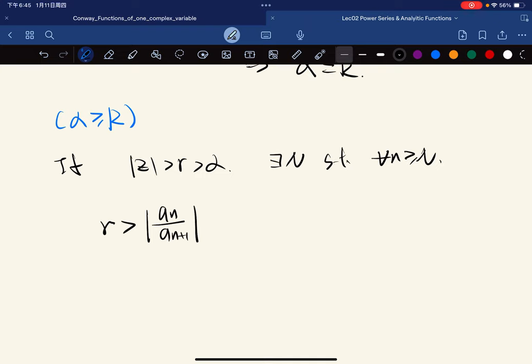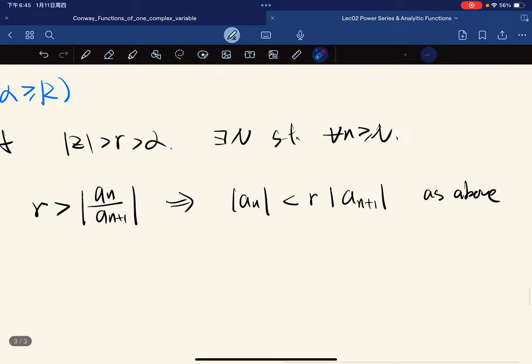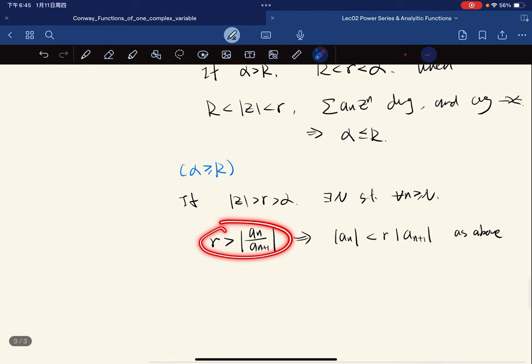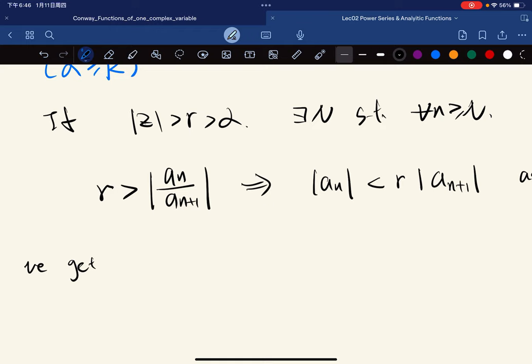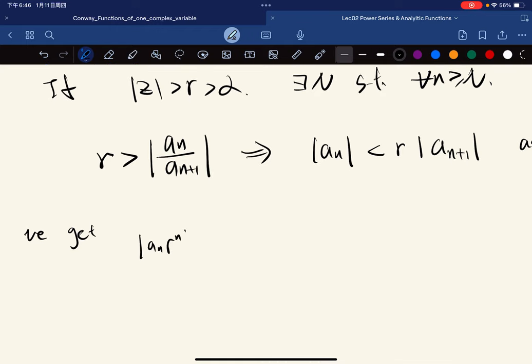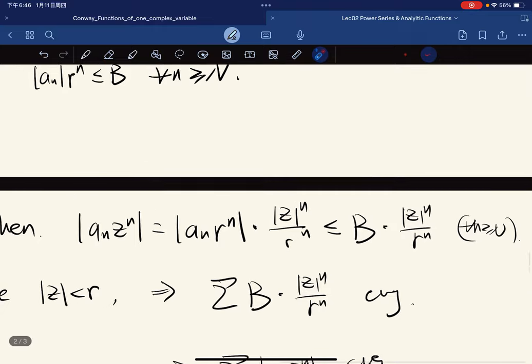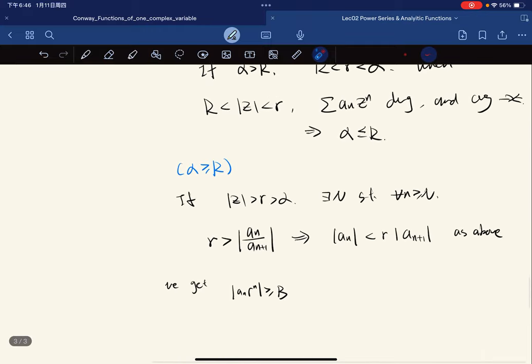Right? Then we know that a_n is less than r times a_{n+1}, right? Then as above, we have r is less than this, and here we have r is greater than this, so we get a_n r^n greater than or equal to b, right? Because here we get all less than or equal to b, and here we reverse it, then we should get greater than or equal to b.